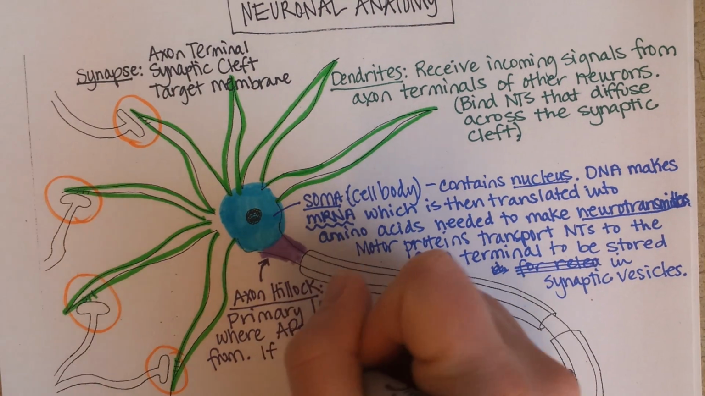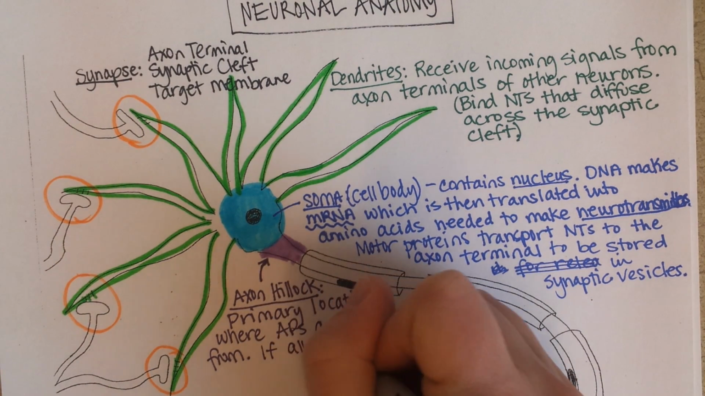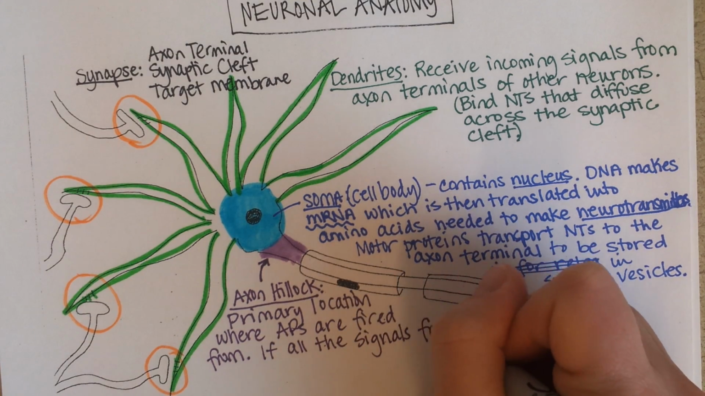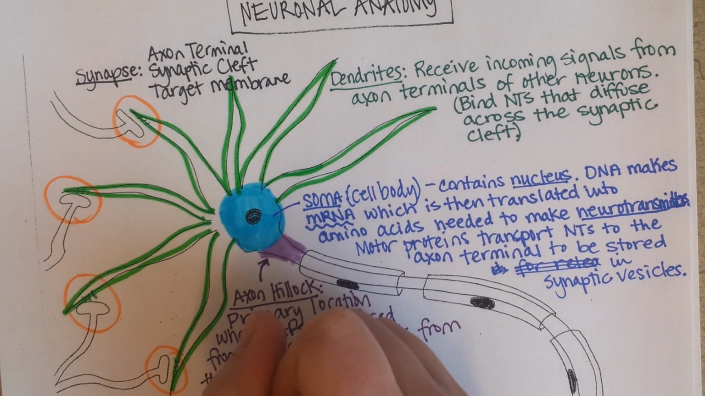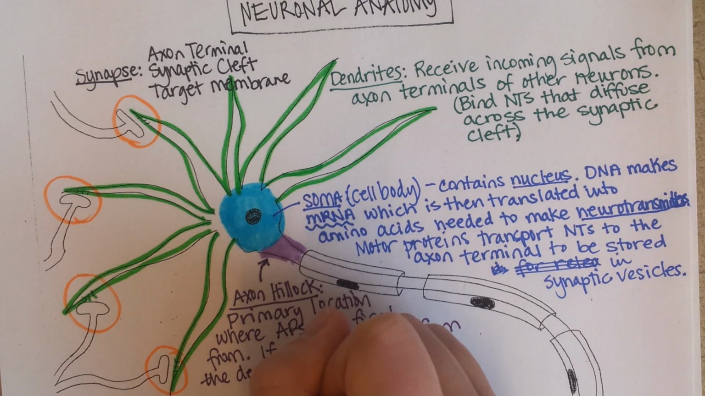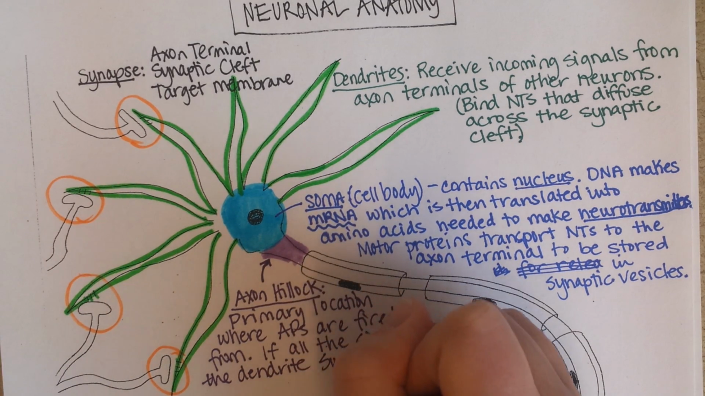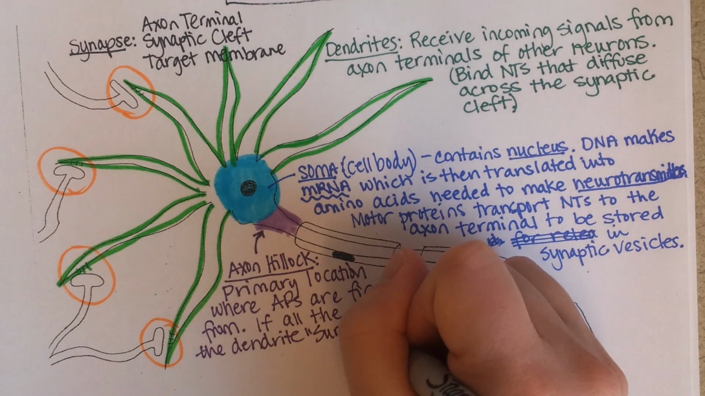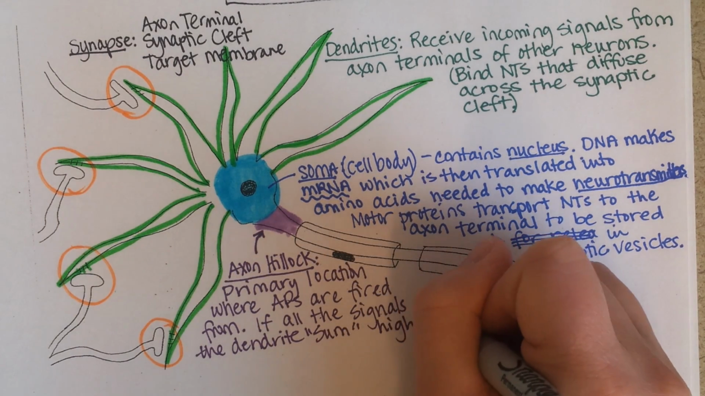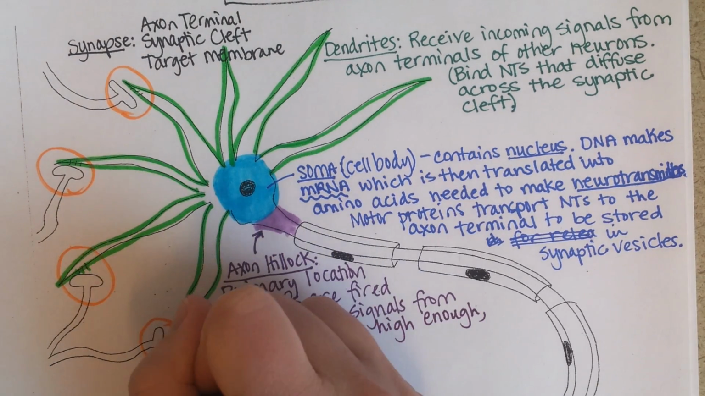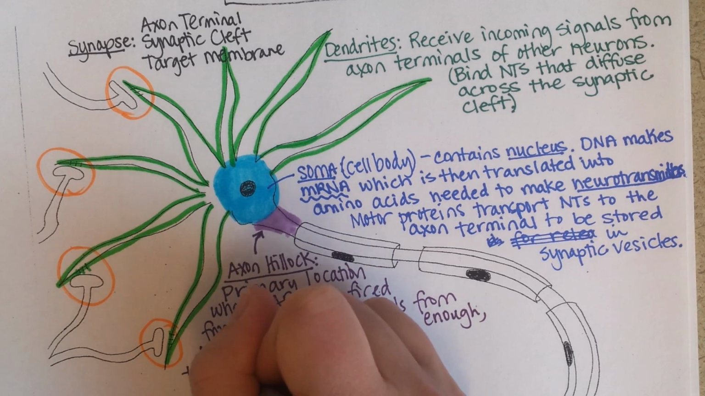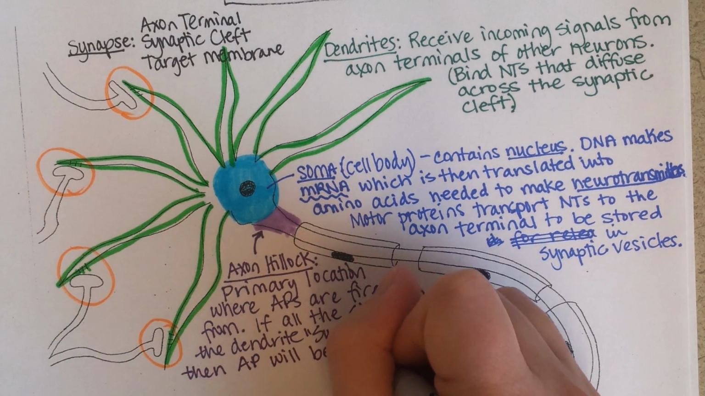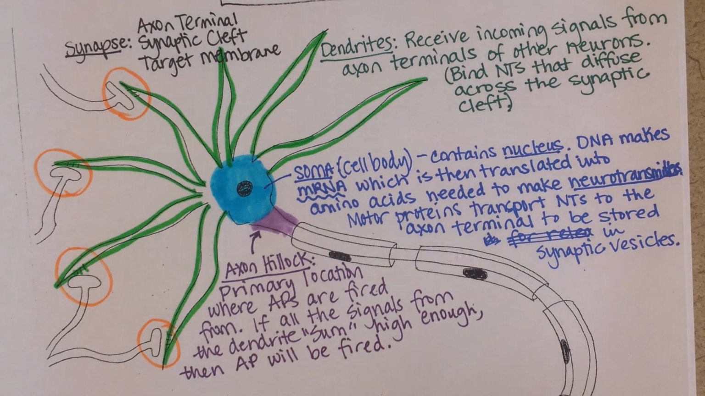If all the signals from the dendrite sum, meaning add up, like math, sum high enough, then an action potential will be fired. If not, it won't be.